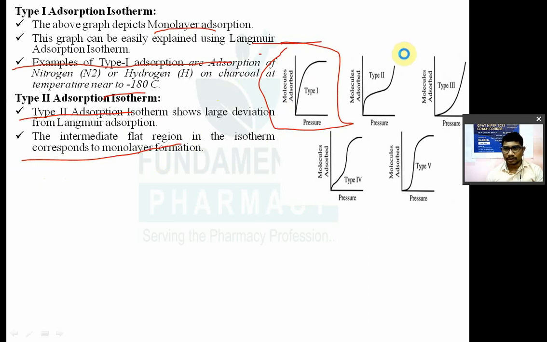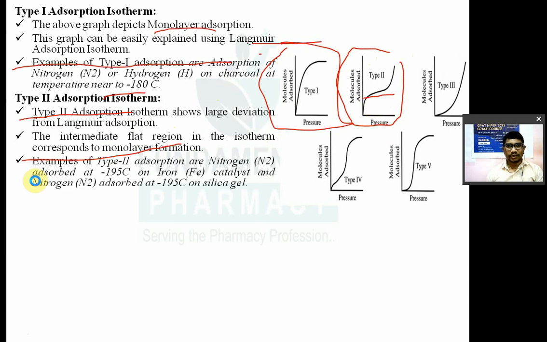अब देखो यहाँ पे सेकंड एडसॉर्प्शन है, so it will deviate from this Langmuir system and this flat region is nothing but the formation of monolayer. एग्जाम्पल क्या है इसके, एडसॉर्प्शन ऑफ नाइट्रोजन एट -195 ऑन आयरन कैटलिस्ट और एडसॉर्प्शन ऑफ नाइट्रोजन ऑन सिलिका जेल एट -195 डिग्रीज. एग्जाम्पल याद रखो.